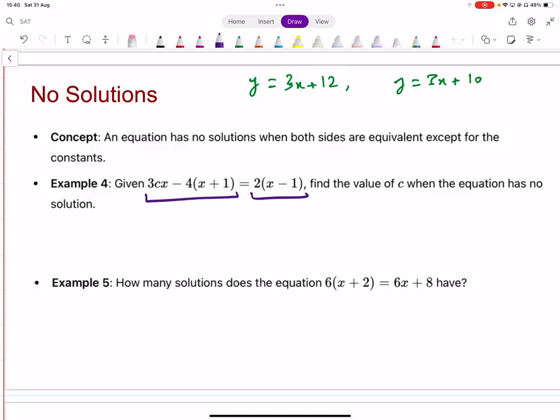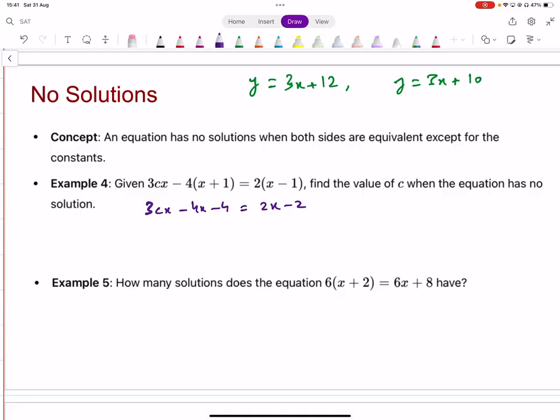How do you think about this? Anyone? How do we think about this? In order to have no solutions, everything should be the same except constants. So we do something similar to what we have been doing before. Simplify both sides first. This gives you 3cx squared plus 3cx minus 4x minus 4 equal to 2x minus 2.